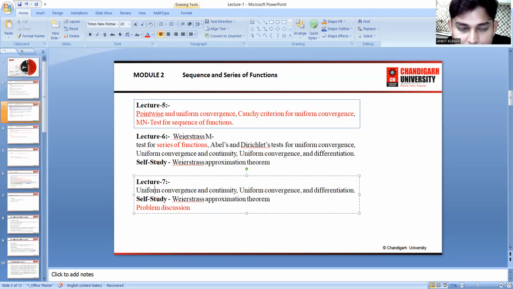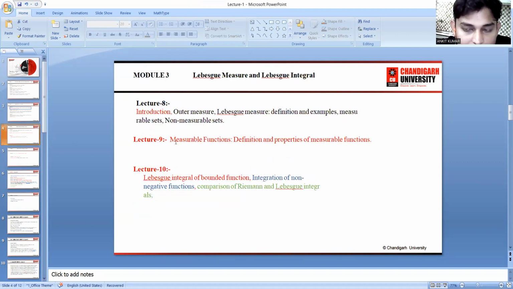Okay. So basically, in this part, I will cover the most important examples of uniform convergence, the pointwise Cauchy criterion, the M-test, etc. First of all, I will cover metric spaces and the Riemann-Stieltjes integral. The most important topic of real analysis is uniform convergence.